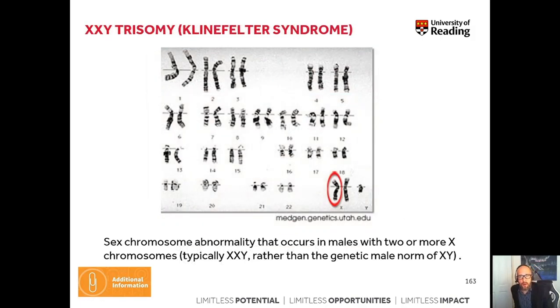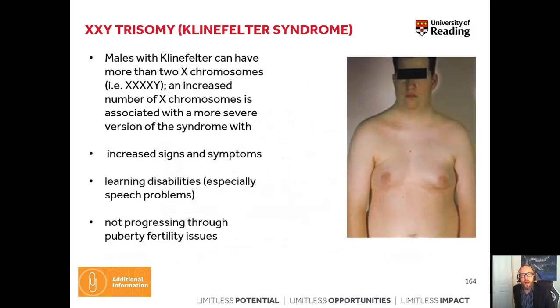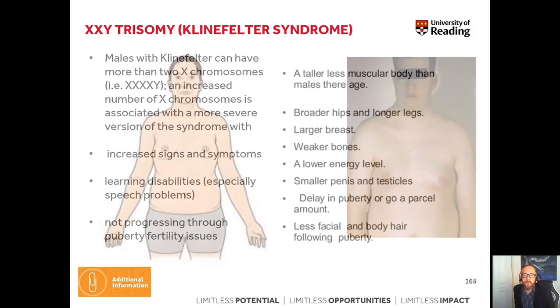Another example of chromosomal abnormality is trisomy affecting the sex chromosomes, in this case Klinefelter syndrome. This occurs in males with 2 or more X chromosomes, typically XXY. Those patients have more than 2 X chromosomes, and they have several symptoms. They have learning disability, especially speech problems, and they are not progressing through puberty and have fertility issues.